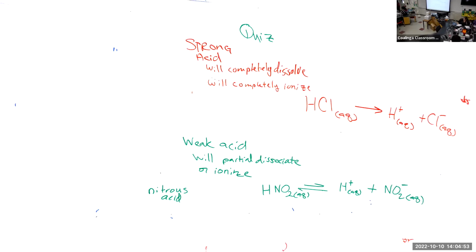So, strong acids typically end with ic. Weak acids will end with ous, so those are typically going to be weak acids. Also, weak acids are going to be carbon-based acids. So for instance, citric acid, even though it ends with ic, is a weak acid because it's a carbon-based acid. Carbon-based acids are typically going to be weak acids.